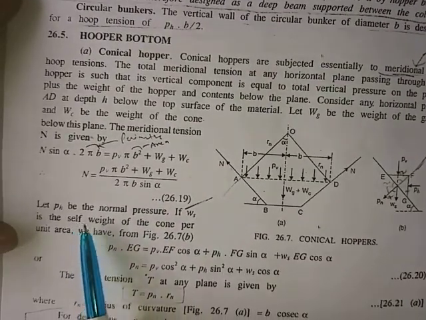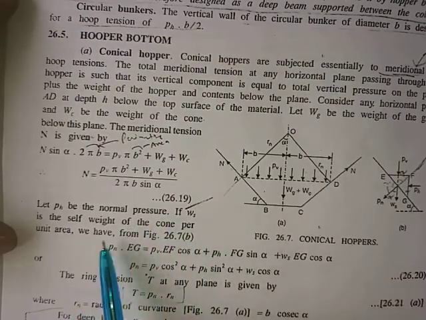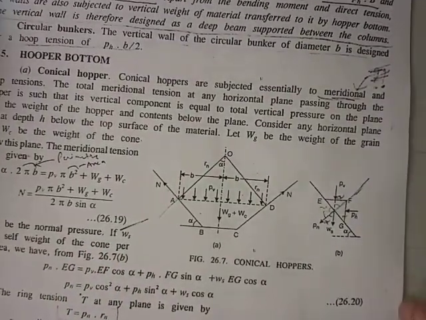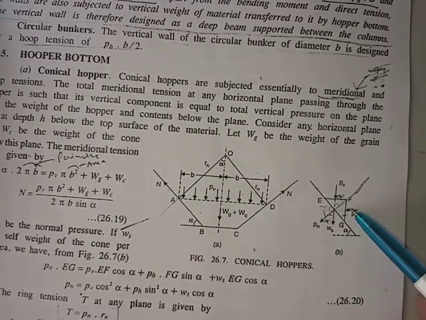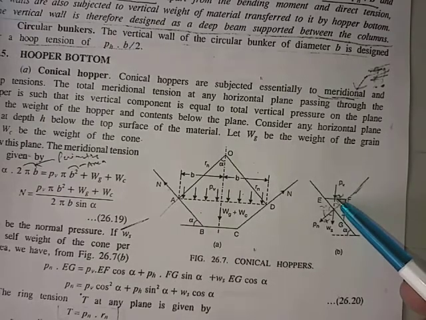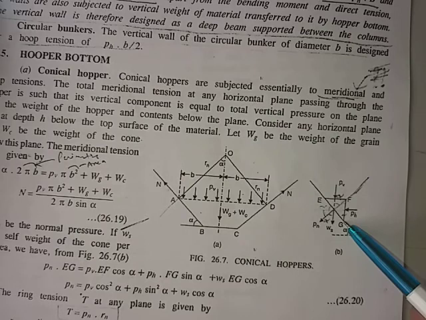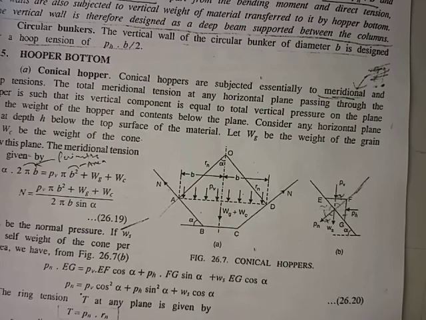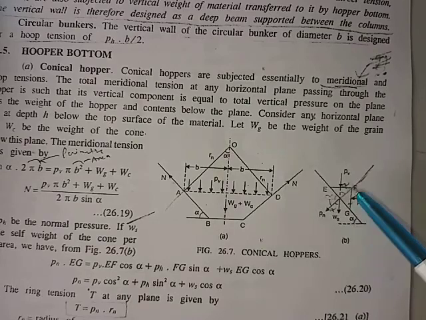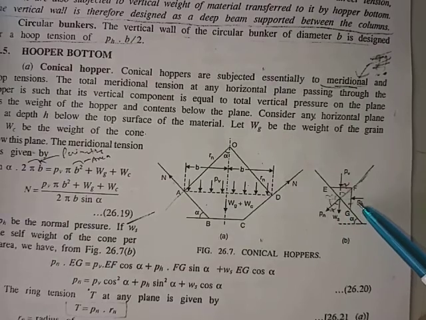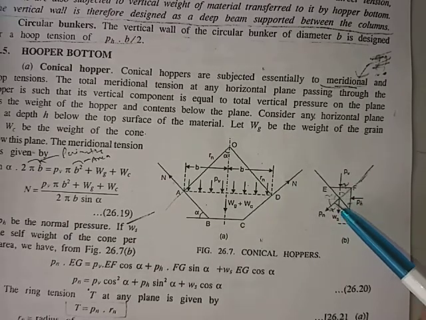Let pn be the normal pressure. If Ws is the self weight of the cone per unit area, then we can go to this figure. Ws is the weight acting downwards as the self weight of the cone, and then we have ph in the horizontal direction and Pv in the vertical direction, acting on the EF and FG planes simultaneously. So we need to draw out a component in the direction of Pn, that is the normal force. So Pn, which is going to act on the plane EG, is equal to the component of Pv in the direction of Pn, plus a component of ph acting in the direction of Pn again, plus the component of Ws in the direction of Pn.